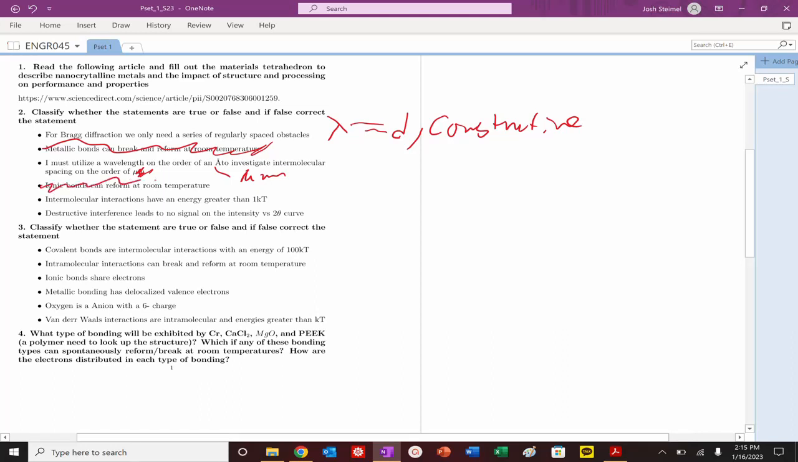Ionic bonds can reform at room temperature. Nope, we already said that. Intermolecular interactions have energy greater than 1 kT.